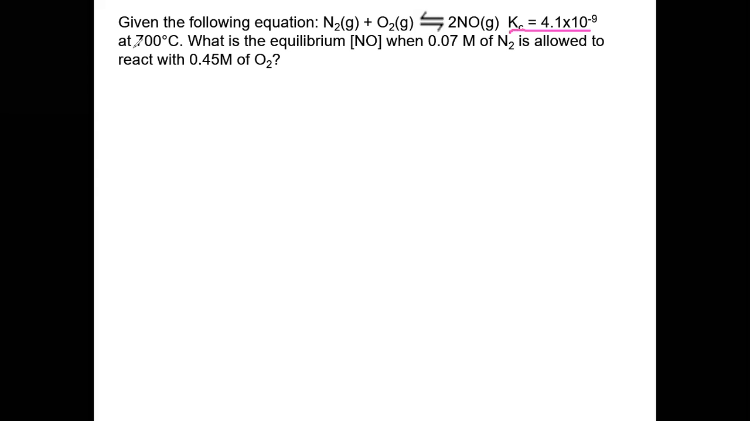We're given the temperature. Again, the temperature is only needed to tell you what temperature Kc was determined at. Different temperatures give you different Kcs. And then we're given the initial concentration of the reactants. And so we want to determine the equilibrium concentration of the product.